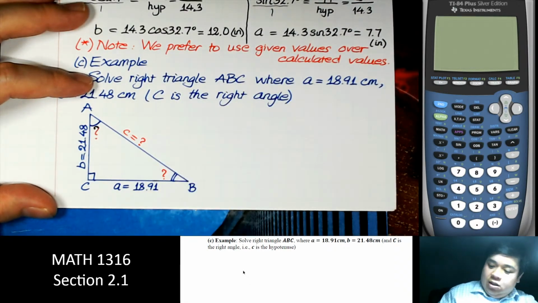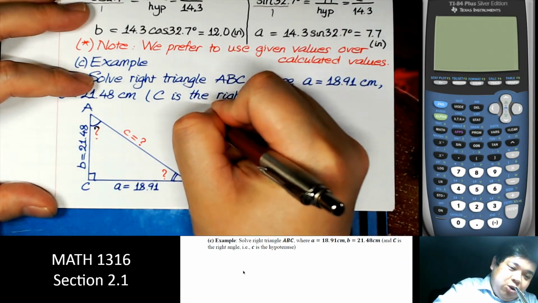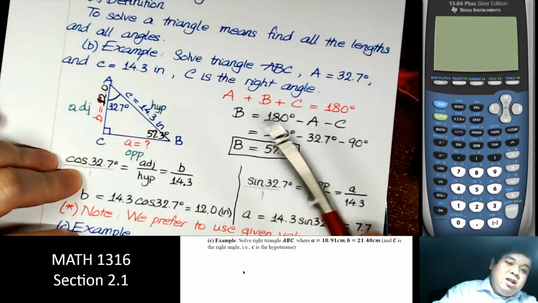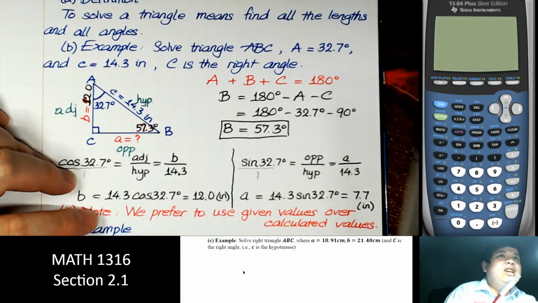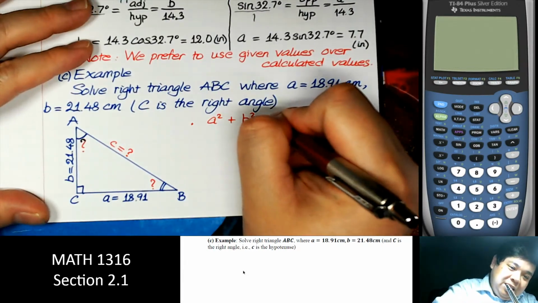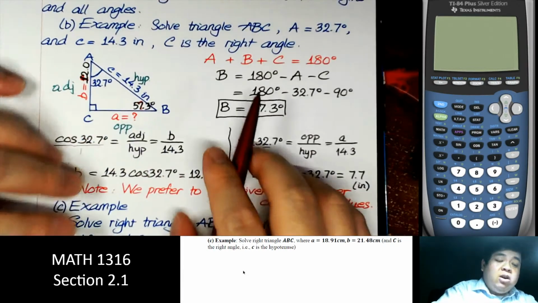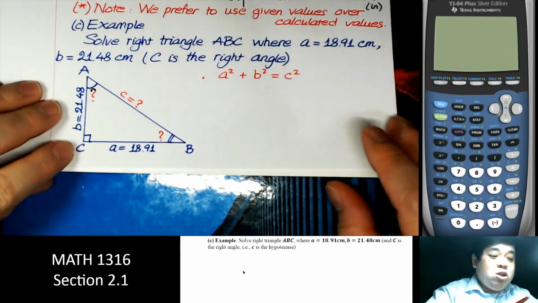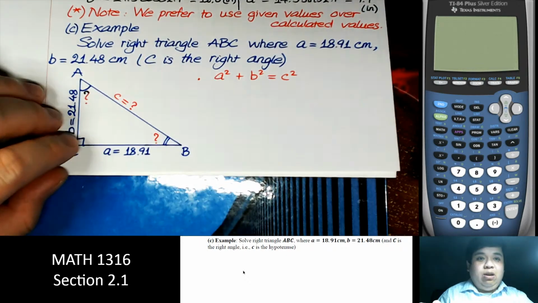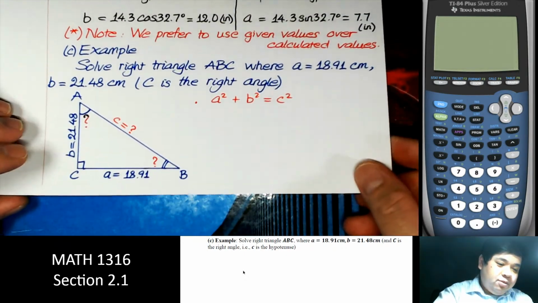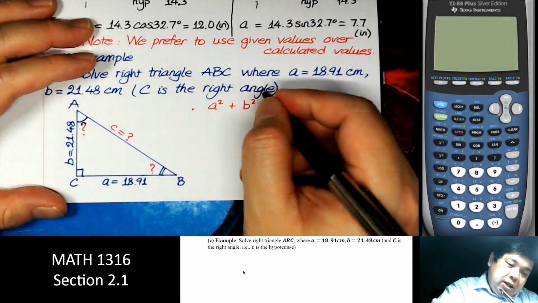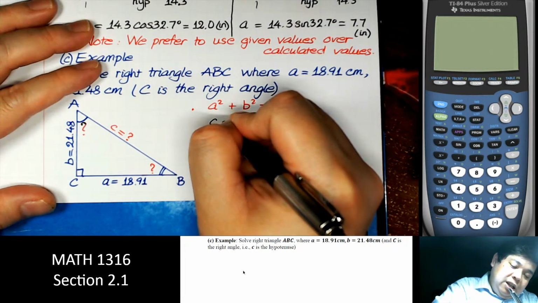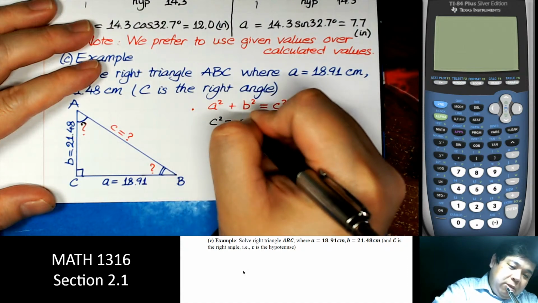So first, not even trigonometry yet, just the Pythagorean theorem, just like the last problem. In order to use angles, we would need two angles to find the remaining one. Here we know two sides, so we can find the others. We solve for c. So c squared equals a squared plus b squared.